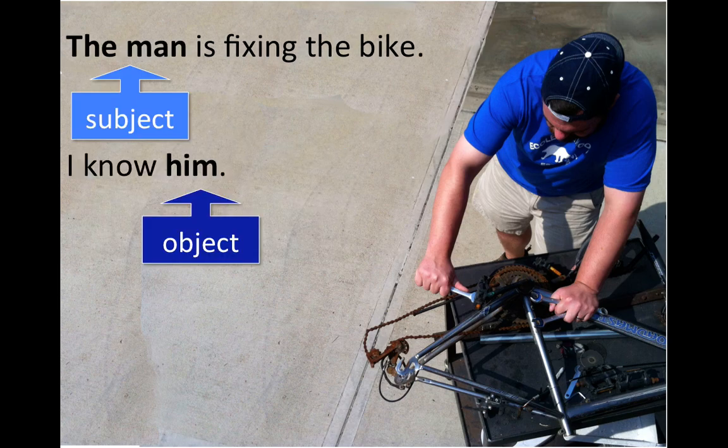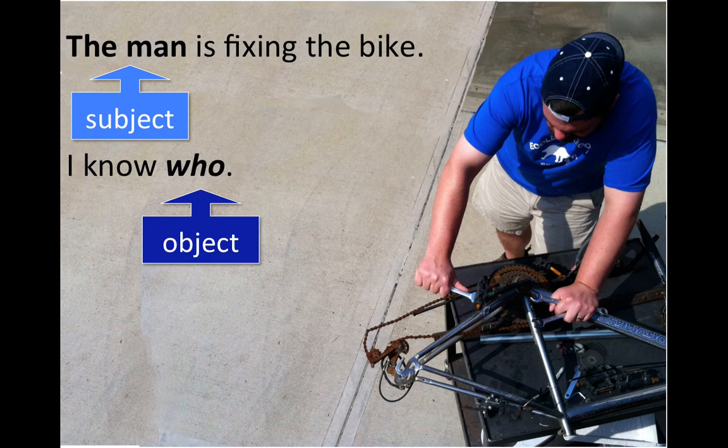We can also make relative clauses with a focus on the object in the relative clause. So here's an example. The man is fixing the bike. I know him. Him in this case is the object, but it's the same person as the man. How do we make a relative clause? Well, we change him to the relative pronoun. In the case of objects, we use whom. Whom is formal. It's the most correct answer.